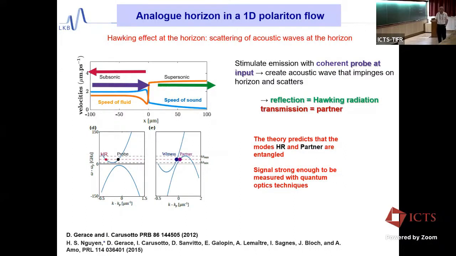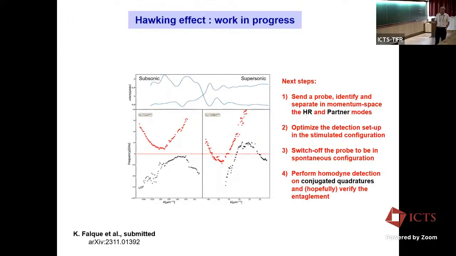The theory, of course, predicts that these two modes, Hawking and partner, are entangled, and the signal should be strong enough to be measured with quantum optics techniques. We plan to use homodyne detection to do these measurements. For the moment, the situation of the experiment is the following. We have a horizon, a subsonic region and a supersonic region. We are able to measure the Bogoliubov dispersion in the two regions, with a technique that we have recently developed.